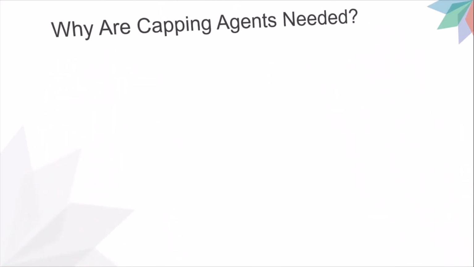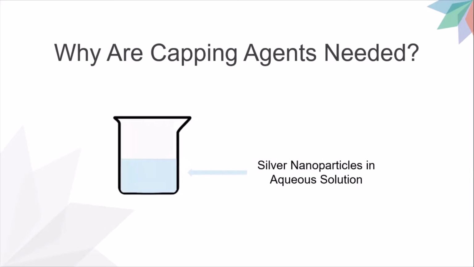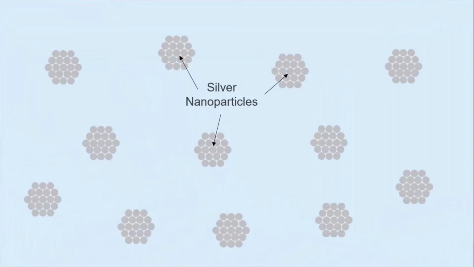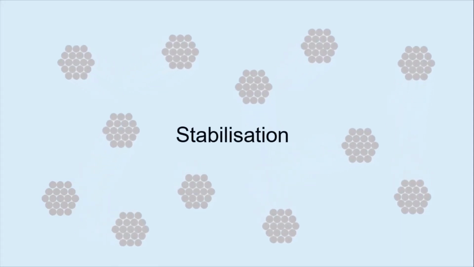Before we go into the finer details of capping agents, we must first understand the purpose of capping agents in silver nanoparticle synthesis. Let us now take a closer look at what occurs within a solution of nanoparticles. Here we have some silver nanoparticles in solution. In the absence of capping agents, these particles spontaneously aggregate to form larger particles of irregular shape and size. This is undesirable as it affects their physical and chemical properties, leading to complications in subsequent applications. As such, capping agents are used to stabilize these nanoparticles in order to control their shape and size.